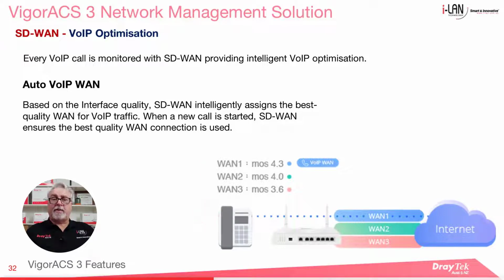We should note that this optimization will only work when a multi-WAN router is being used, otherwise there will be no alternative WAN connection to select for the VoIP call.